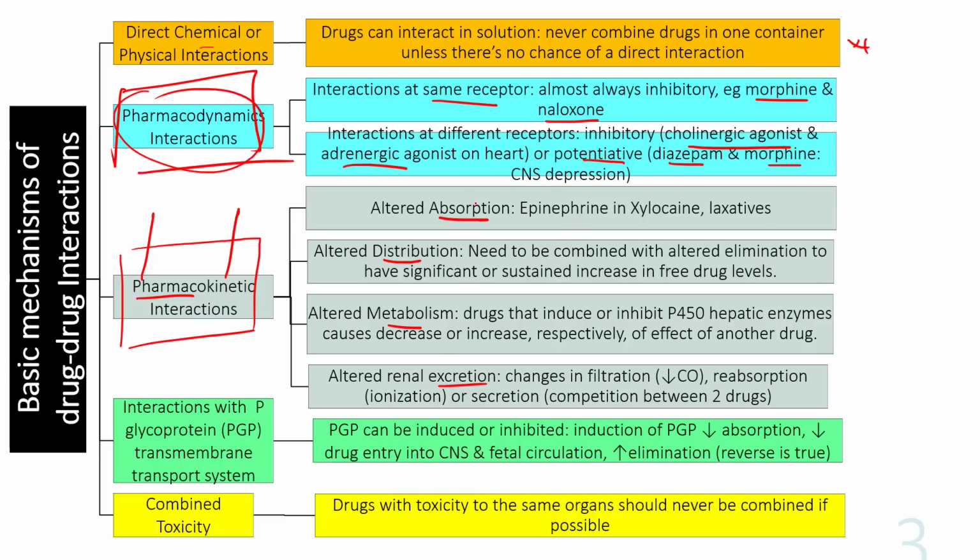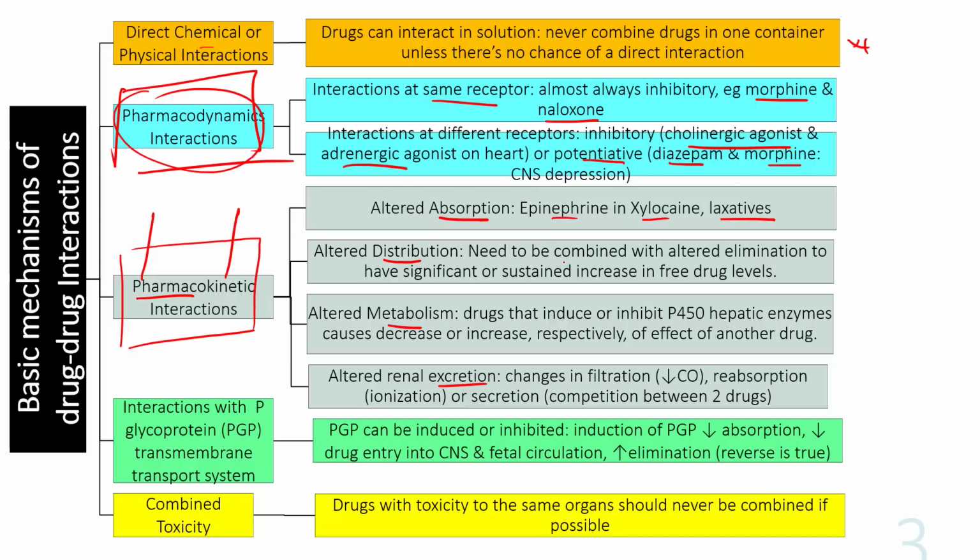So an example of altered absorption is the co-administration of epinephrine with a local anesthetic to lower the rate of absorption into the systemic circulation. Or you have laxatives, which speed up the passage of food through the digestive tract, and so there's also a reduction in absorption, because as food moves quickly through the digestive tract, it's less able to be absorbed into the systemic circulation.